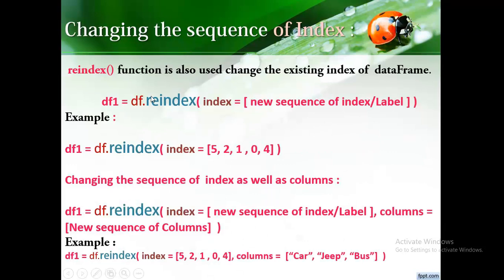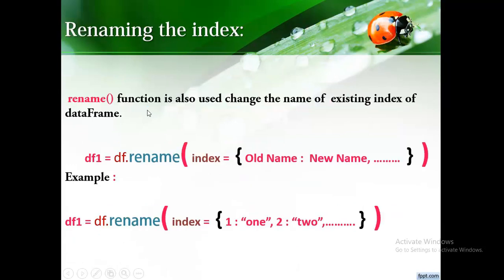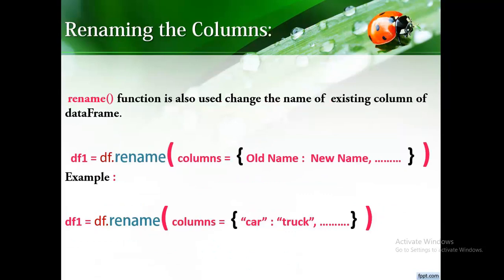Then we changed the sequence of index, means by default it always displays in ascending order, but we can change the order of the row index or column index using the reindex function, and then finally we know how to rename the column or row.